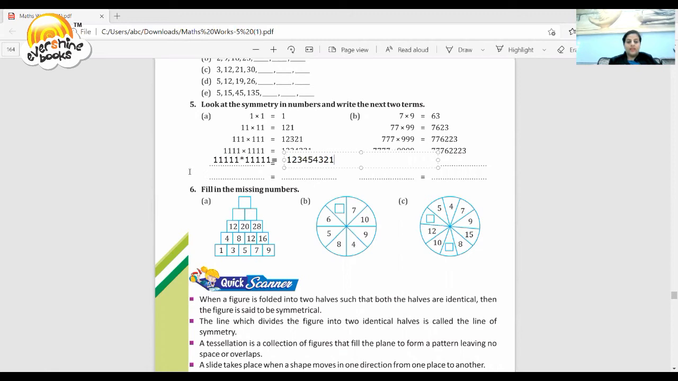Next is how many? 6 times you have to write. 111111 into 111111 is equal to, just write down numbers till 6. 1, 2, 3, 4, 5, 6. Then do opposite. 5, 4, 3, 2, 1. Likewise, you have to do this.